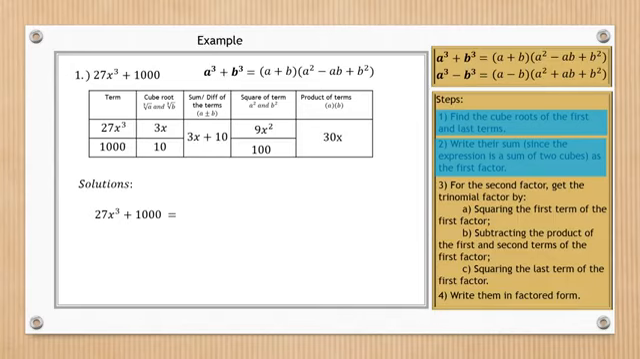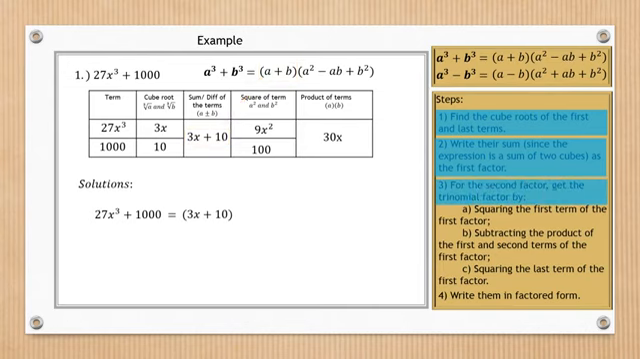Where is the sum of the cubes? Here. The sum is A plus B. So where is that in our table? That is the sum of the terms, so you write that here as your first factor. Next.